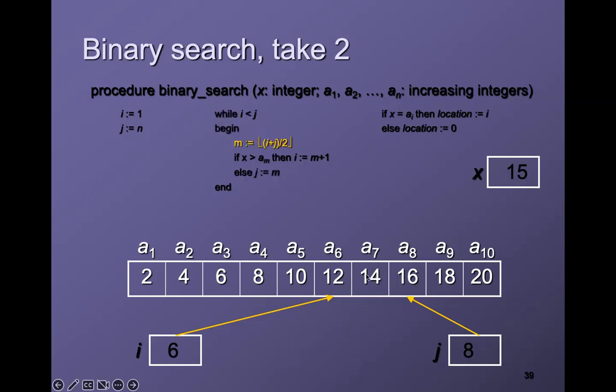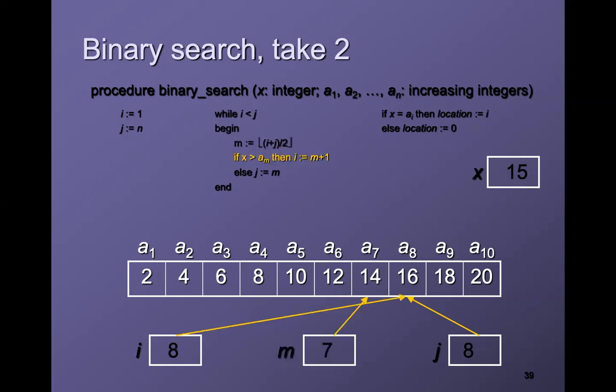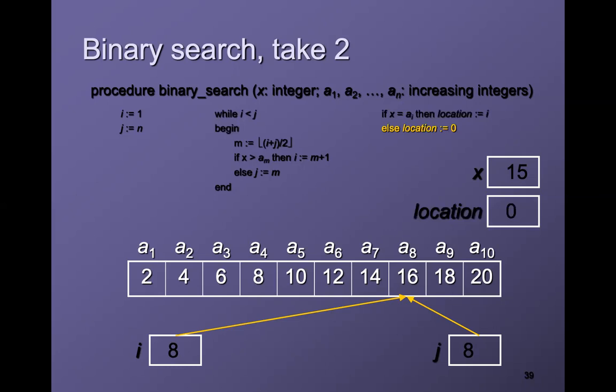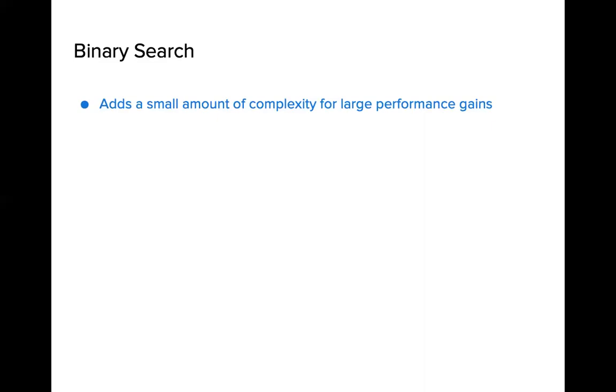Okay, and we have another update of the i's and j's, and we are going to look for the middle element again. Compare, and since 14 is less than 15, discard the other half, and the new i will be equal to 8. So since we have not found the element, then the location is 0, or it's not on the list. Okay, so binary search adds a small complexity for large performance gains.